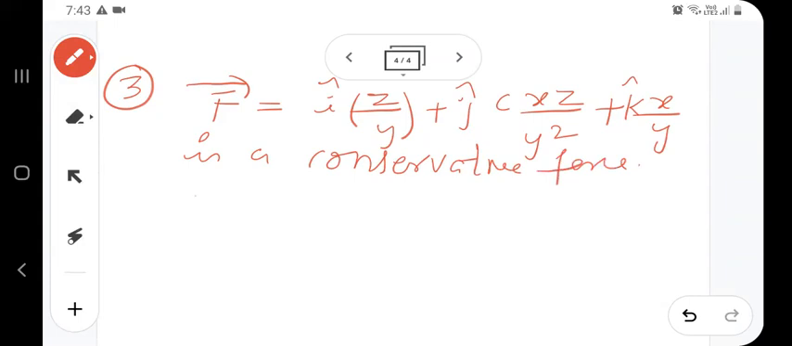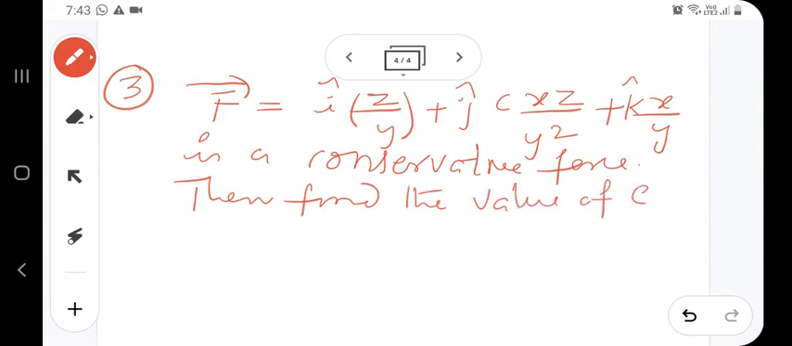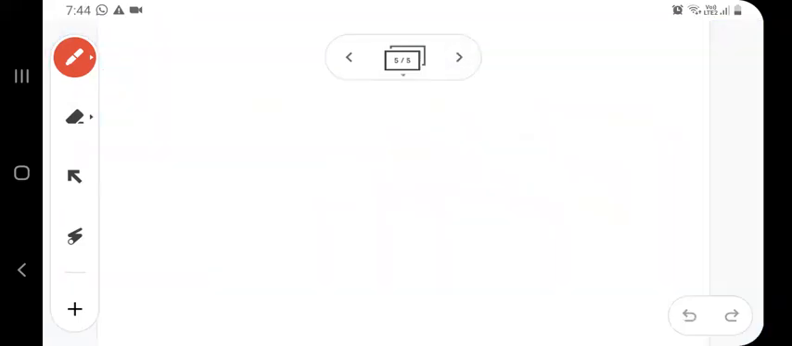Conservative force. Then find the value of constant c. F bar is given as a conservative force. If F bar is a conservative force, we know that del bar cross F bar equals 0. So you equate the curl of this force vector to 0, then you will get the c value.